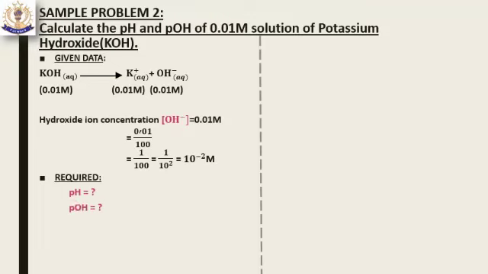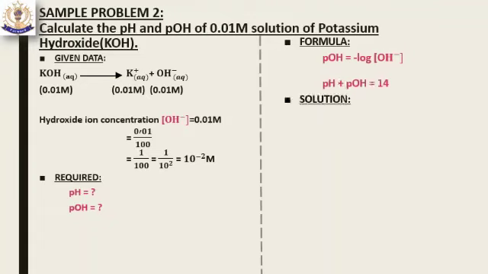Now you can see that we don't have the hydrogen ion concentration for pH, so we will use the formula pOH equals minus log OH minus, because in the given data we have the hydroxide ion concentration. So this time we will use the formula of pOH. We can't use the pH formula because the hydrogen ion concentration is not present. To calculate pH, we will use pH plus pOH equals 14.